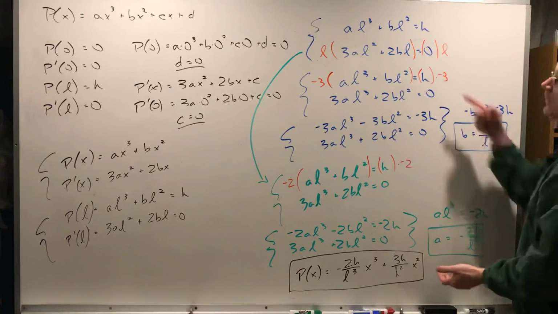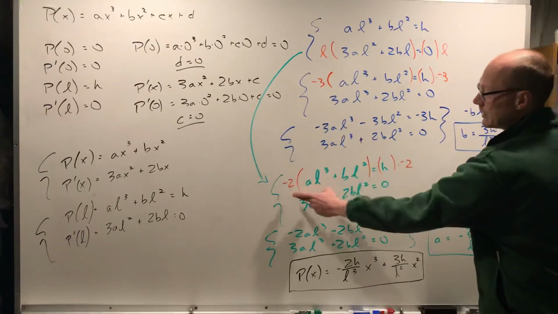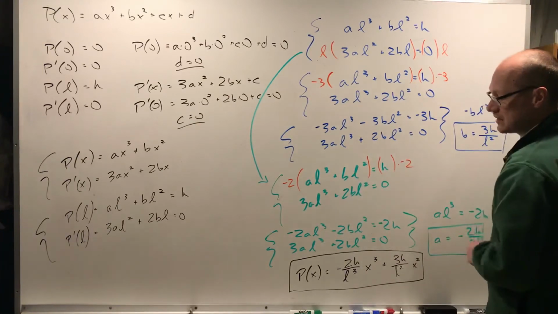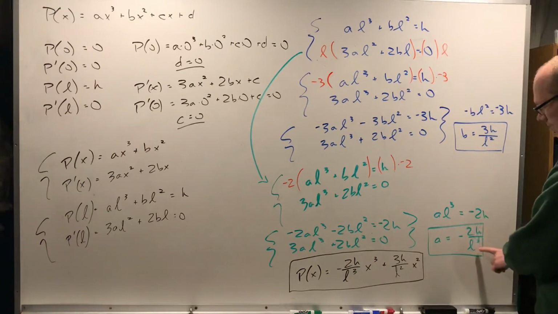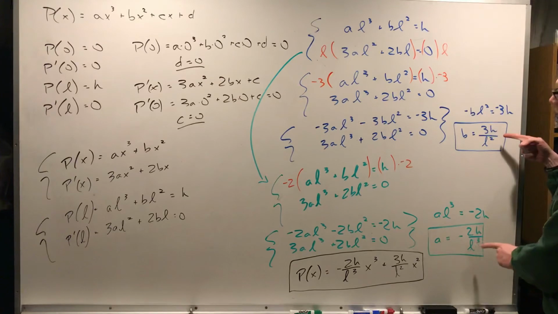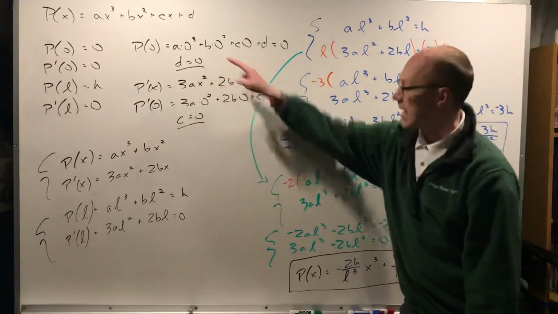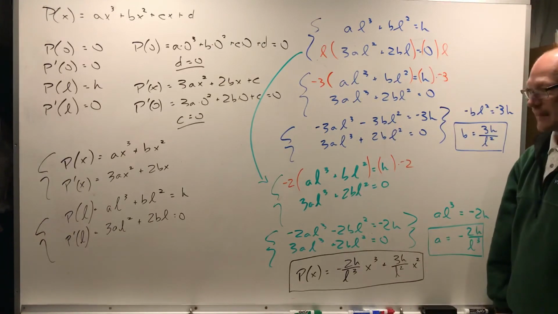Similarly, go back to this original thing here. Instead of multiplying the top equation by -3, I'm going to multiply by -2. That allows the b's to cancel, and I can solve for a to give a is -2h over L cubed. So taking the a, b, c, and d allows me to create the function as shown.